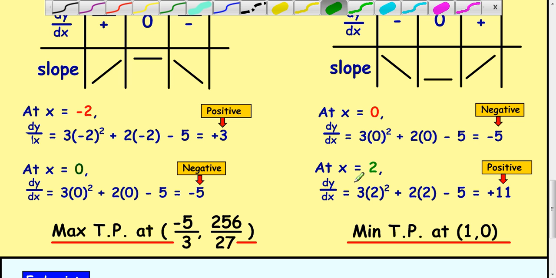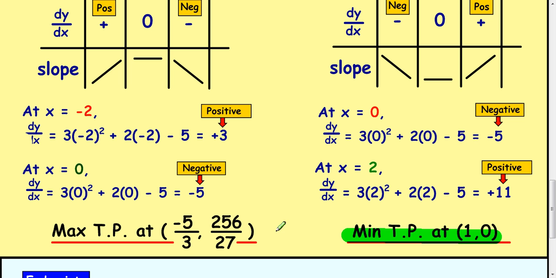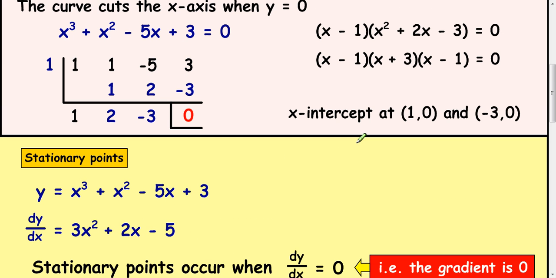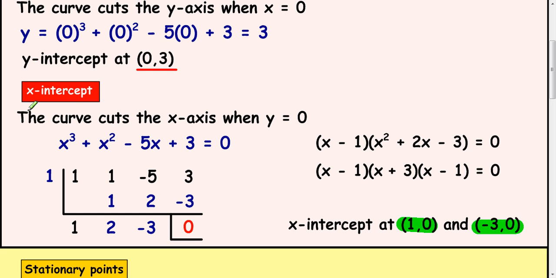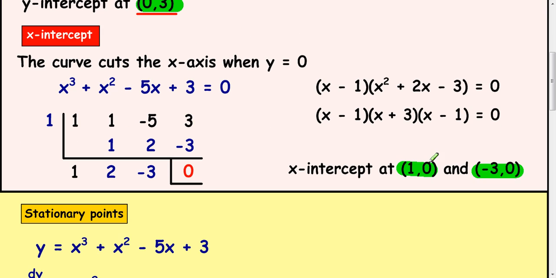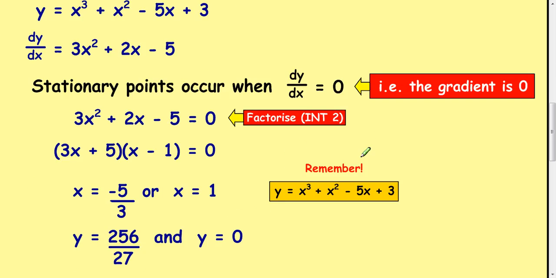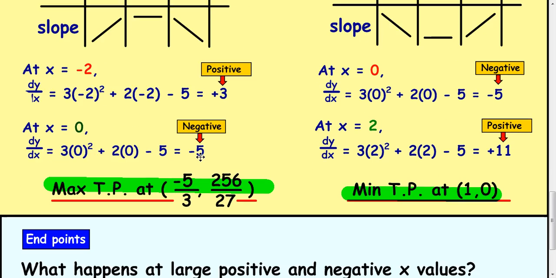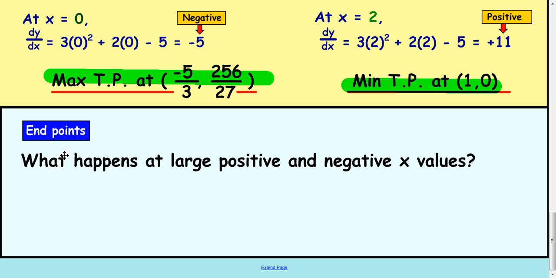So I'm going to highlight these as main points to mark in the graph. Up here, these are main points to highlight in the graph, and that's a main point to highlight in the graph. Okay, y-intercept, the x-intercepts, and your stationary points. We're just going to have a quick look at the endpoints. What happens at very large values of x and very large negative values?